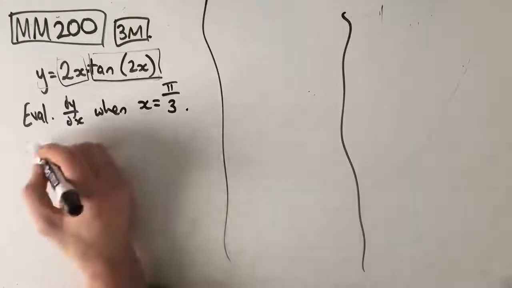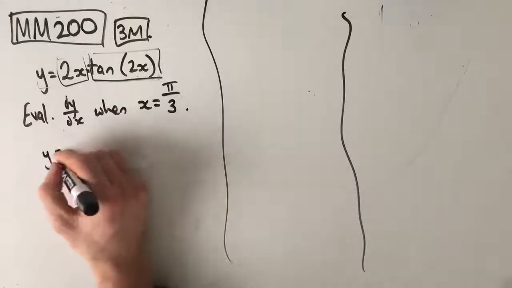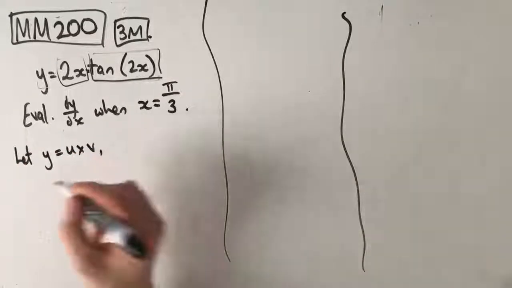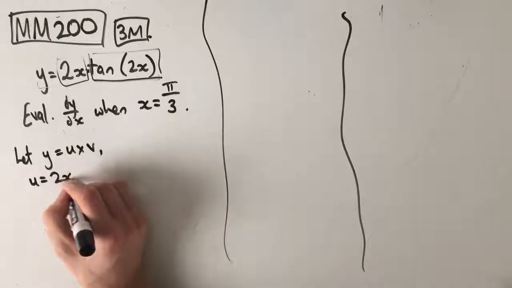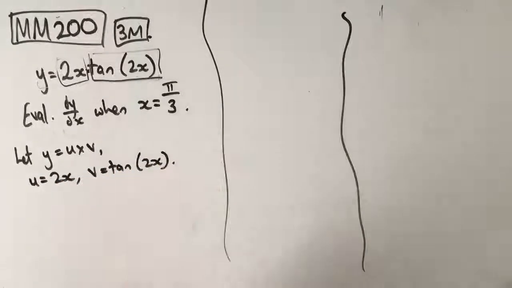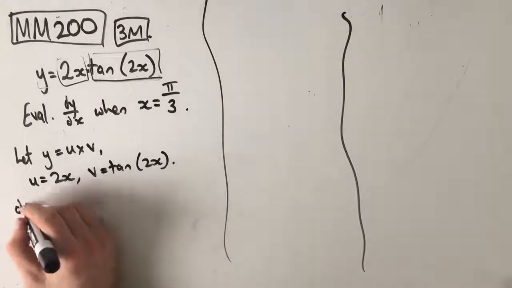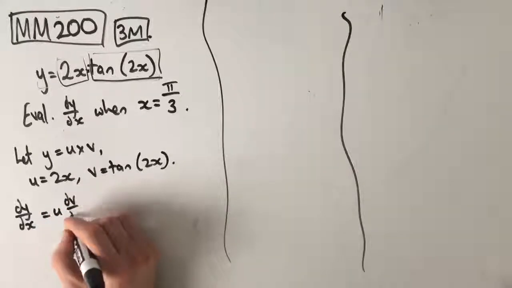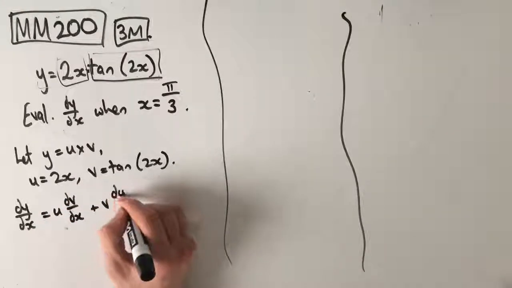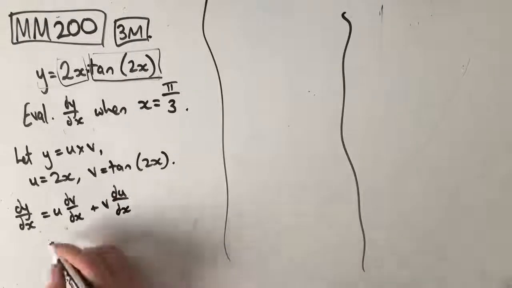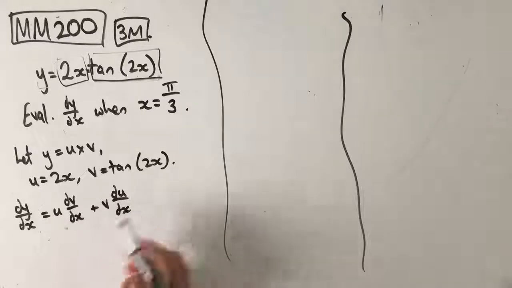Let's start off by saying, let y equal u times v, where u is equal to 2x, and v is equal to tan of 2x. Our product rule says that dy/dx is equal to u times dv/dx plus v times du/dx. Awesome. From here, we simply need to sub in our values.